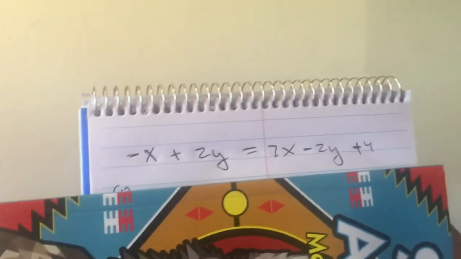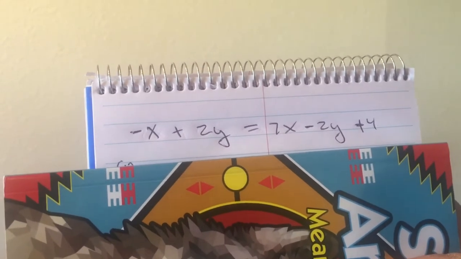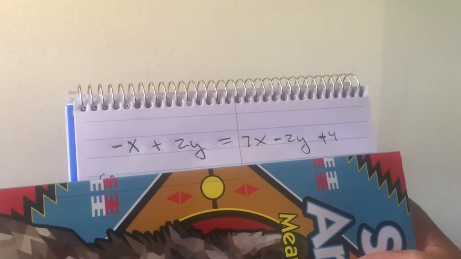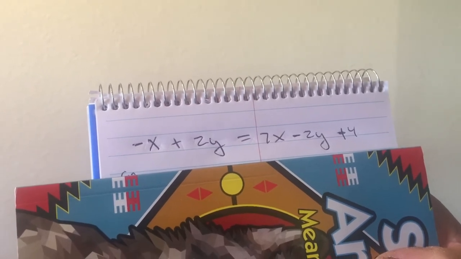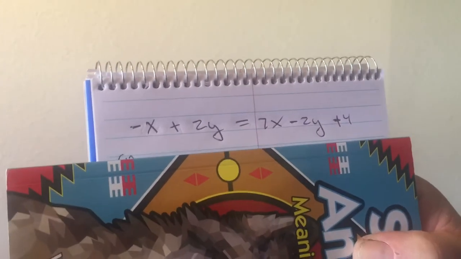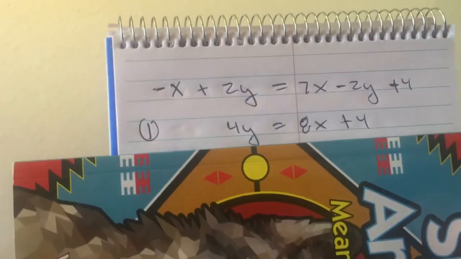All right, I'm going to turn to the page and we're going to work on a slightly more difficult problem. In this equation, we have two letters, x and y. And I want to solve this or rearrange this equation so that we have y on one side and x and all the numbers on the other side. So I'm going to add x to both sides and add 2y to both sides. When I do that, I get 4y equals 8x plus 4.